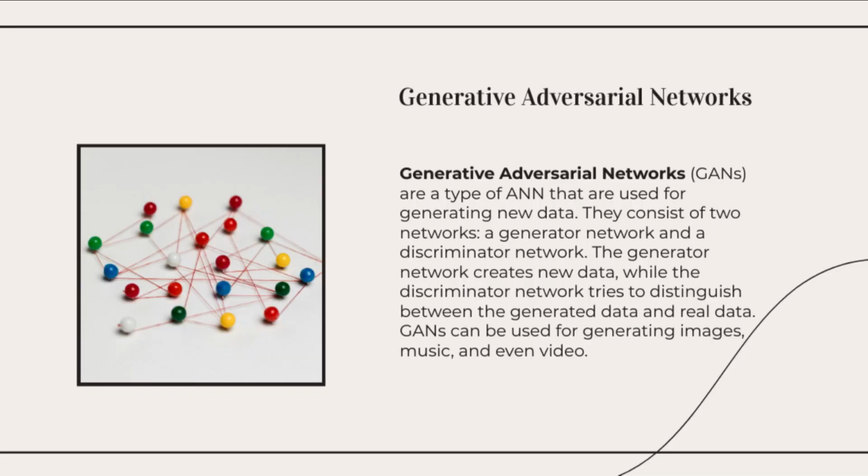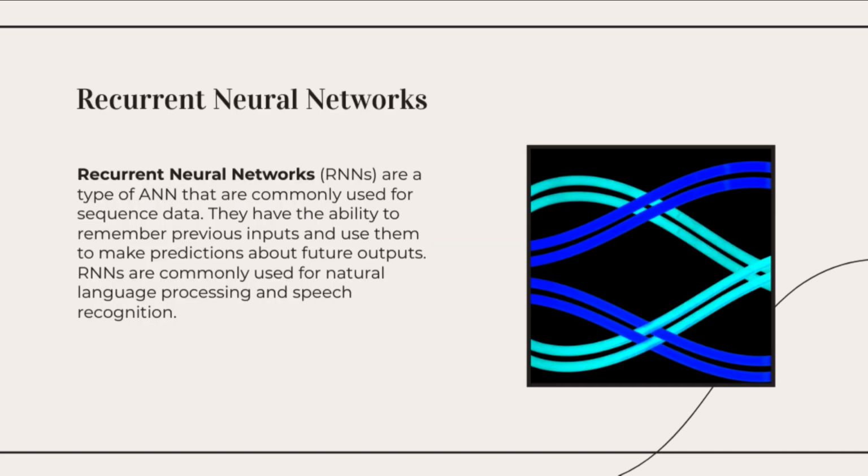8. Limitations and future directions. Discuss the limitations of artificial neural networks, such as overfitting, interpretability, and computational requirements. Mention ongoing research and emerging techniques, such as deep learning and reinforcement learning, that address these limitations.